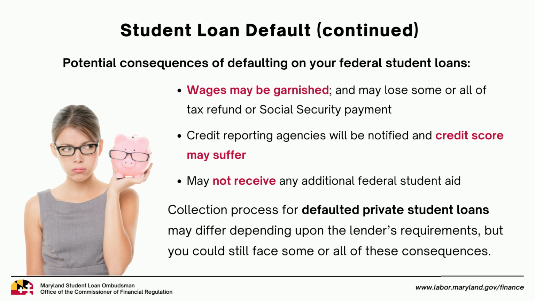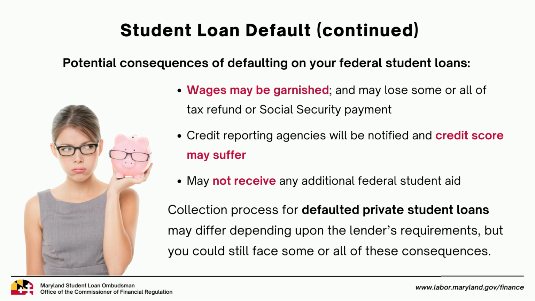Once your federal student loan goes into default, you could face a number of consequences. Your wages may be garnished without a court order. You can lose some or all of your tax refund or Social Security payment. Instead, these funds would be applied toward your defaulted student loan. Credit reporting agencies will be notified, and your credit score may suffer. You may not receive any additional federal student aid if you are in default on any federal student loan, until you have taken steps to bring your federal student loan out of default.